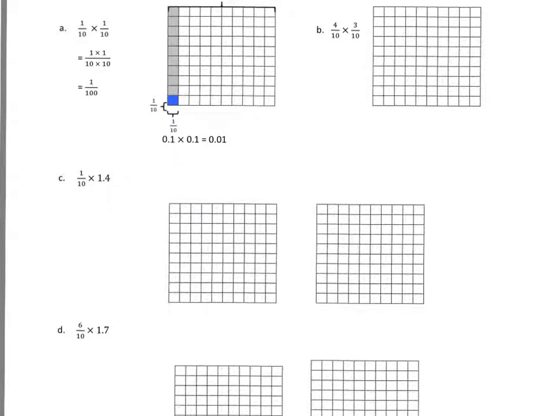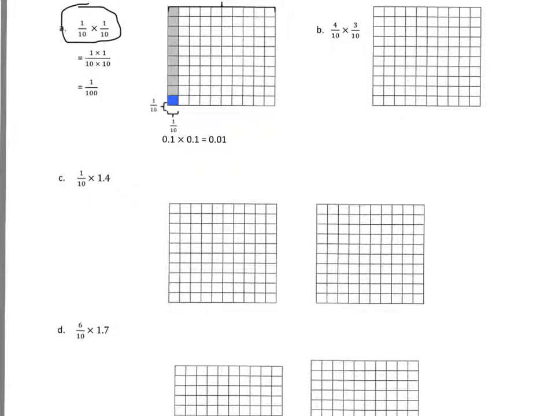Take a look at number 1. It says multiply and model. Rewrite each expression as a multiplication sentence with decimal factors. The first one is done for you. So they actually want you to take 2 fractions. In this case, it's 1/10 times 1/10.